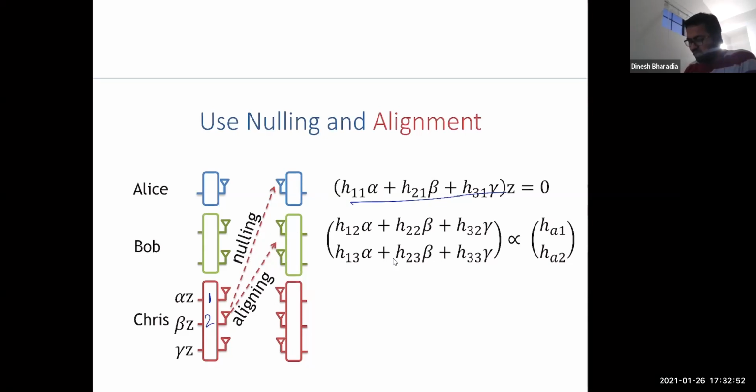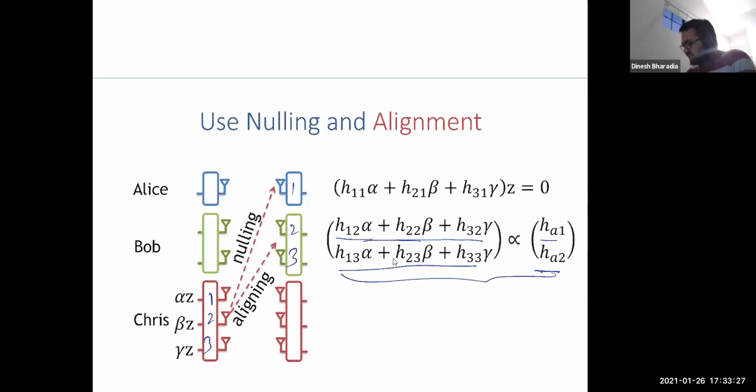Again, you're transmitting alpha times Z, beta times Z, and gamma times Z. Let me write down this as 1, 2, 3. Again, 1, 2, 3. Now the next equation is for aligning. What am I saying? I am saying H1 L2. This is your signal from Chris. This is a signal from Chris as well. And it has to have proportionality of gain from the signal to Alice. Everyone follow this condition for aligning?